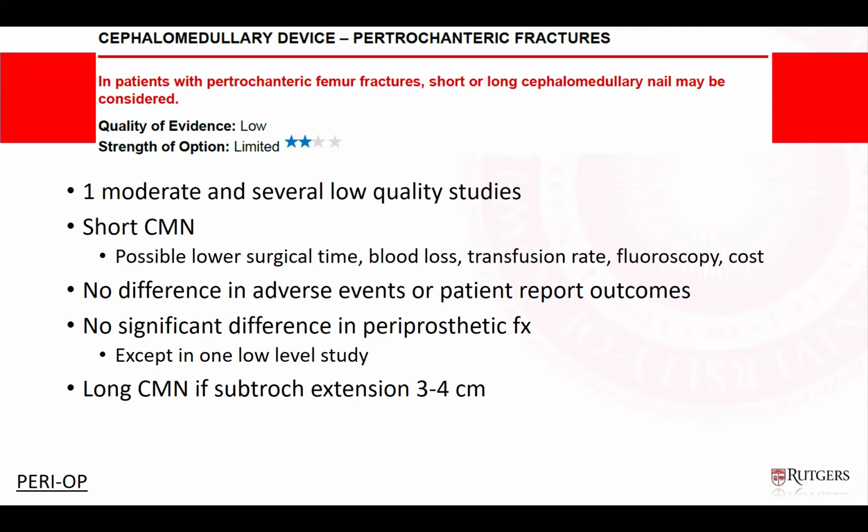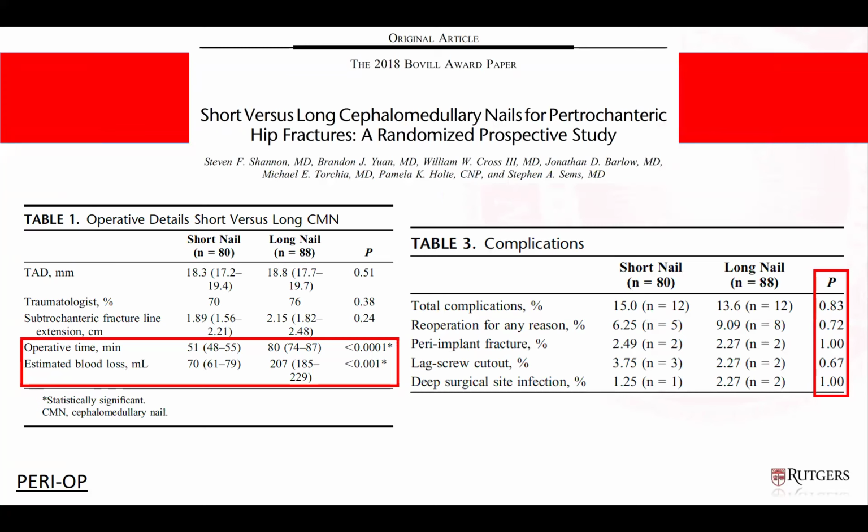We tend to do a lot of short hip nails here, and I think that is a very reasonable way to go. There are several studies that look at the distance of subtroch extension, and if you're in that 3 to 4 range, then you really should consider a long nail. I highlighted this 2018 study from the Journal of Orthopaedic Trauma. It was a randomized prospective study, 168 patients, 80 short nails, 88 long nails, and a mean follow-up of 13.9 months.